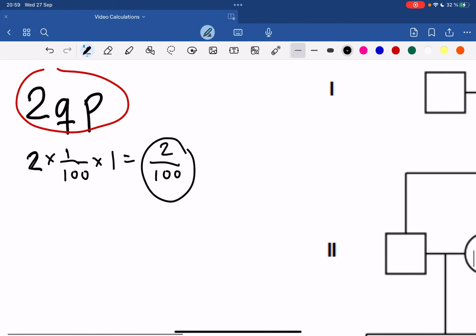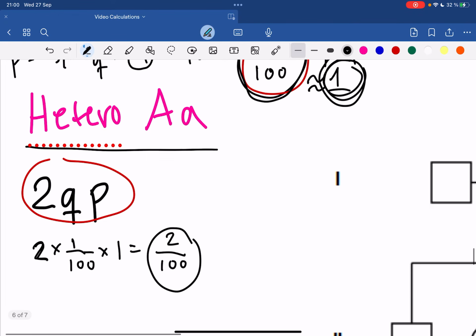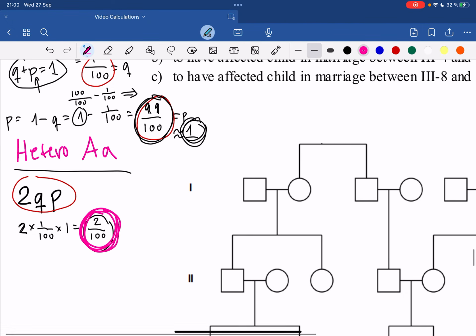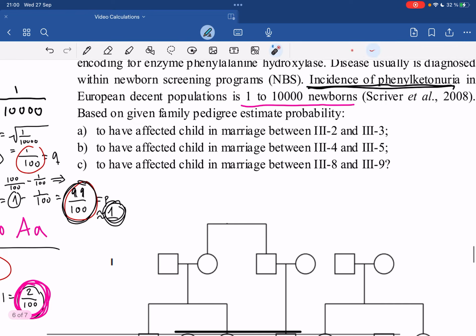And that's your population frequency for hetero AA. Why is this important? We'll get to it later. But as soon as you see population frequency, you do this, okay? Now, let's go to this first question. What is the possibility for 3-2 and 3-3 to have an affected child in a marriage?